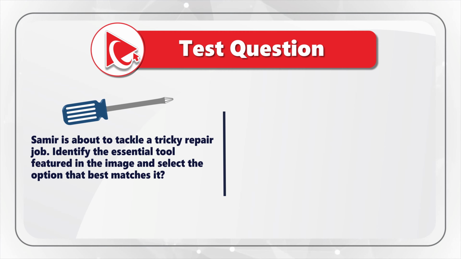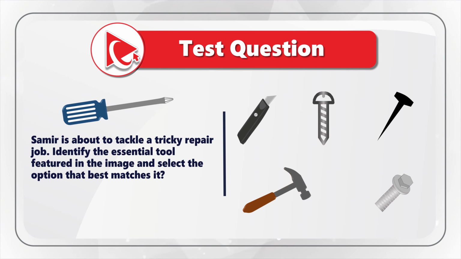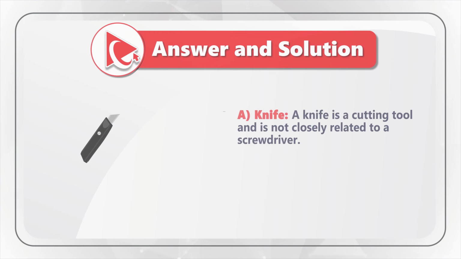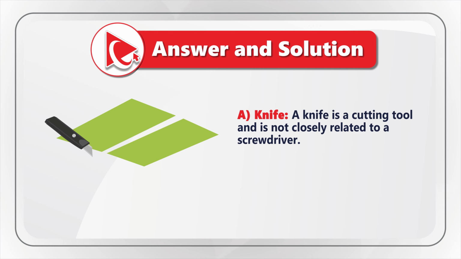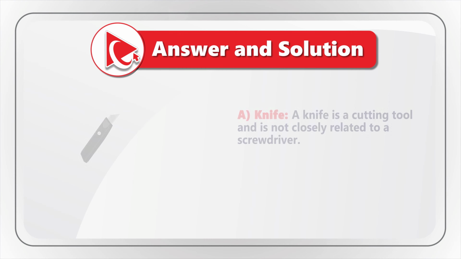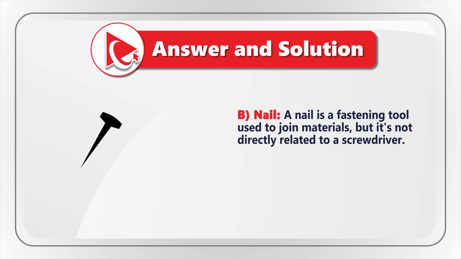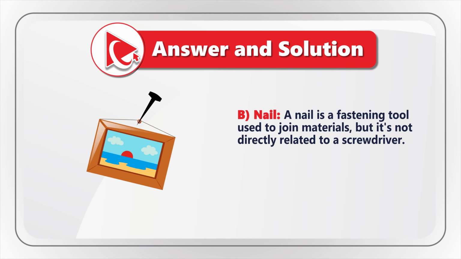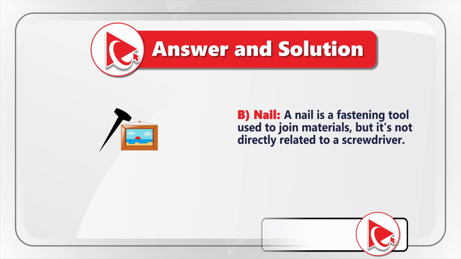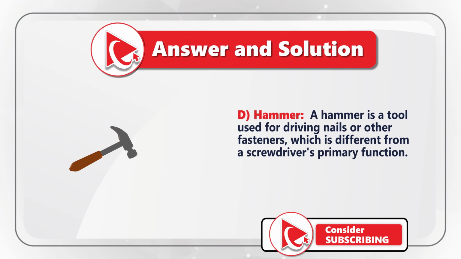In the second step, we need to identify all other tools shown and determine their relationship with the screwdriver. I think choice A is a knife. A knife is a cutting tool, and it is not closely related to a screwdriver. Choice B is a nail. A nail is a fastening tool, which is used to join materials, but it's also not directly related to the screwdriver. Choice D is a hammer.